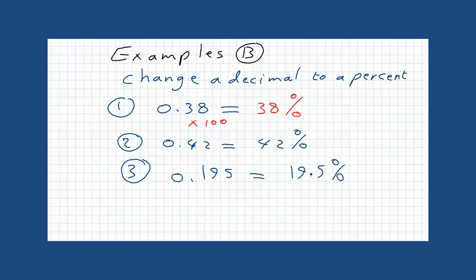Example 3, 195 thousandths. To change it to a percent, multiply it by 100 and your decimal point will move to the right 2 place values. So it will be 19.5%. So to change from a percent to a decimal, we needed to divide by 100. Now to change from a decimal to a percent, we needed to multiply by 100.